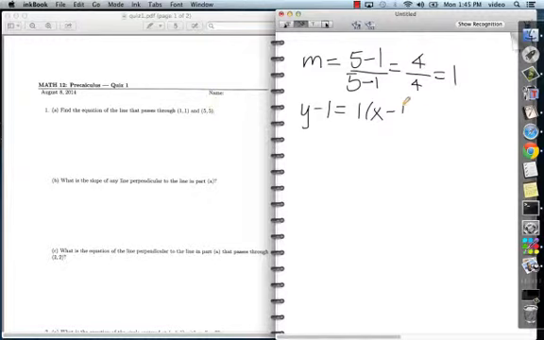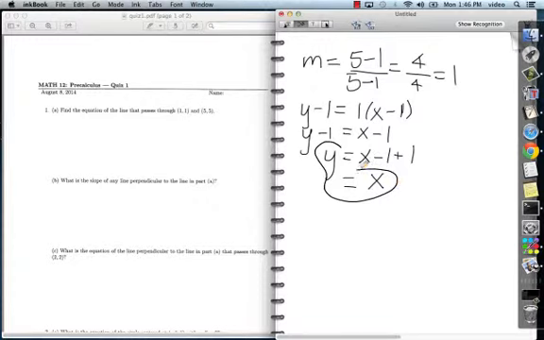Okay, so this simplifies. So y minus 1 is equal to x minus 1. Now I'm going to solve for y. y is equal to x minus 1, and then I add 1 to both sides. So y is just equal to x. So the equation of my line is y equals x, which if we graph that, looks something like this. Okay, so that's my line, y equals x.